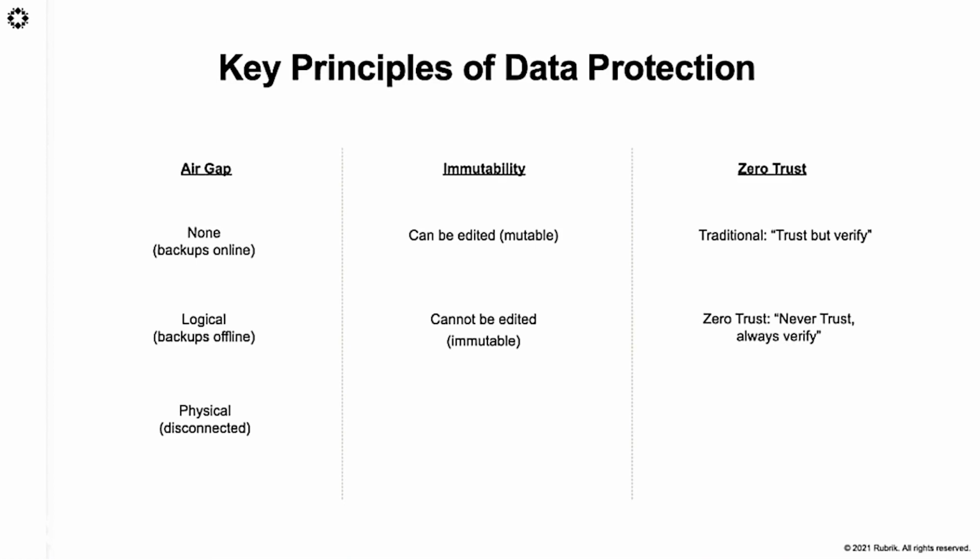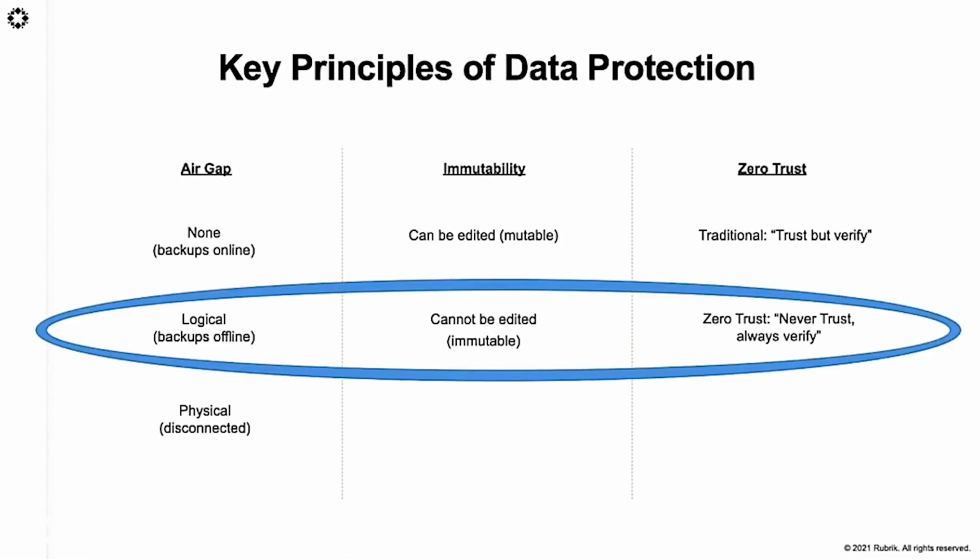In the middle here, we also have immutability. It comes down to, as my data is written to disk, is that backup data able to be edited, or is it immutable, so I can't edit it? It basically comes down to mutable and immutable. And in the third category, we have zero trust, with a traditional approach of trust but verify, and then zero trust is never trust and always verify. I think everybody can probably agree that these are the most secure ways to go in the event of attack for securing your backup infrastructure.